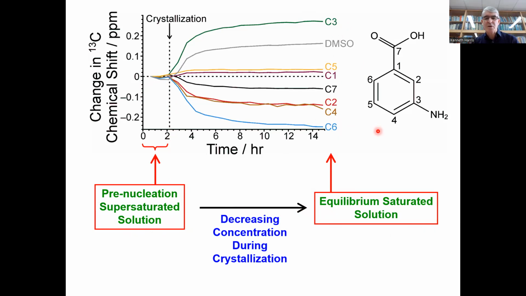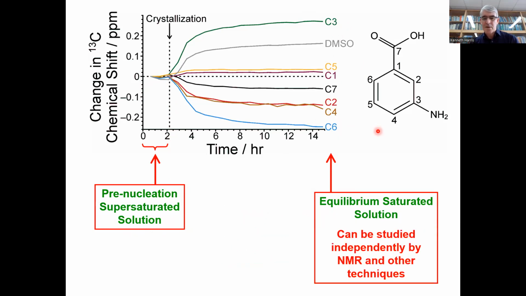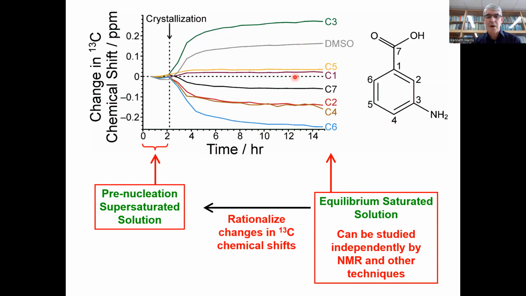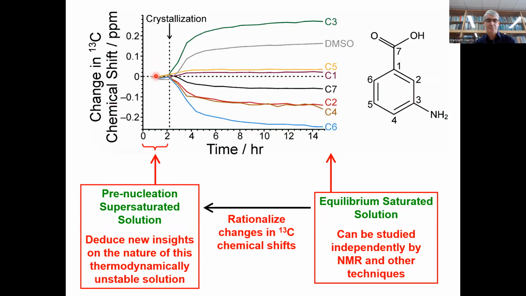So to interpret all these changes, what we're going to do is characterize the final solution. This can be studied independently by NMR and a wide variety of other techniques. It's a stable solution. And then we're going to interpret all of these changes working back in time to give us insight into what this pre-nucleation supersaturated solution is like. It's a very poorly understood stage of crystallization, a thermodynamically unstable solution, but we can interpret all these changes going back in time to give us insight into the nature of that solution.